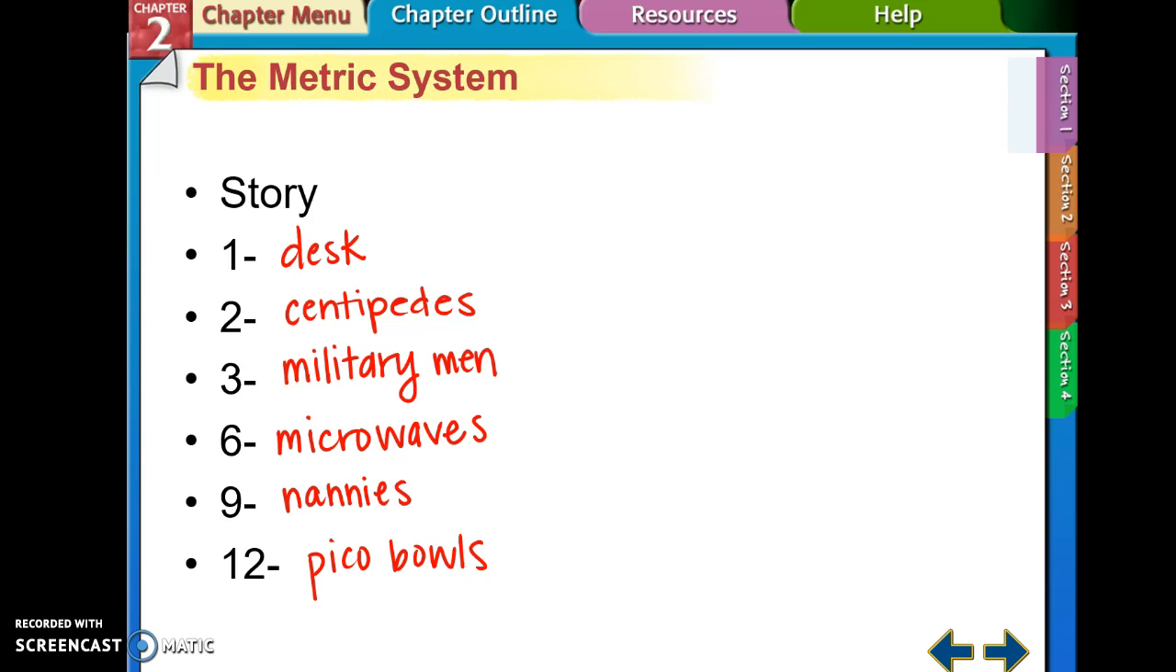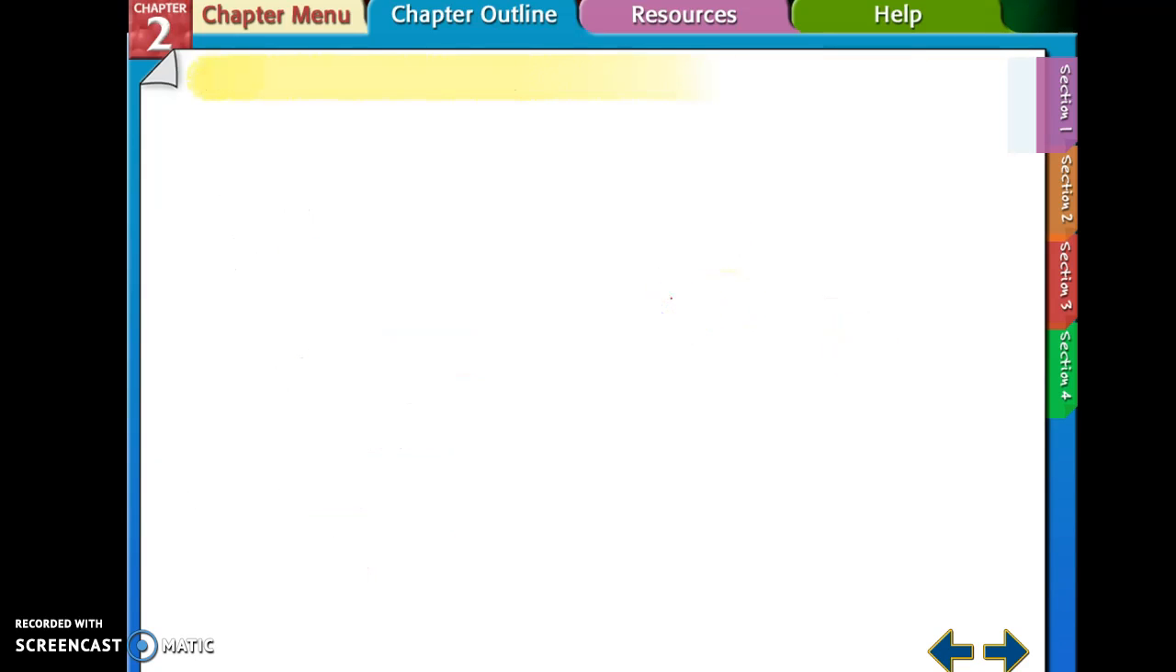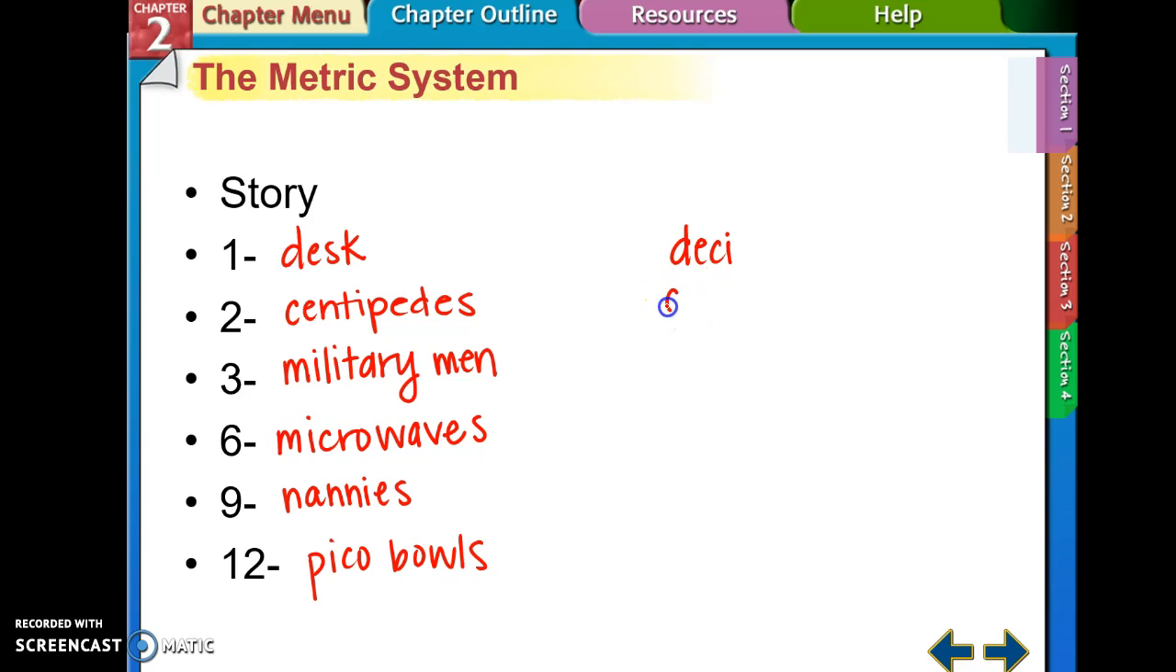So why do I tell you this story? Because what this story relates to is the metric prefixes for the units smaller than the base unit. So one desk relates to the prefix deci. 2 centipedes relates to the prefix centi. Military men relates to the prefix milli. Microwaves relates to the prefix micro. Nannies relates to the prefix nano. And pico relates to the prefix pico.